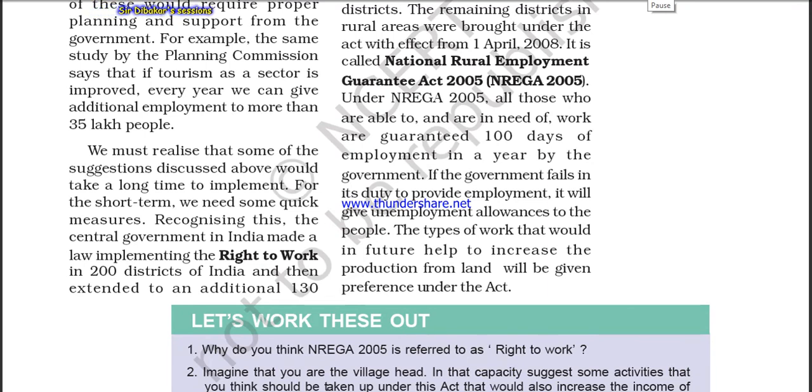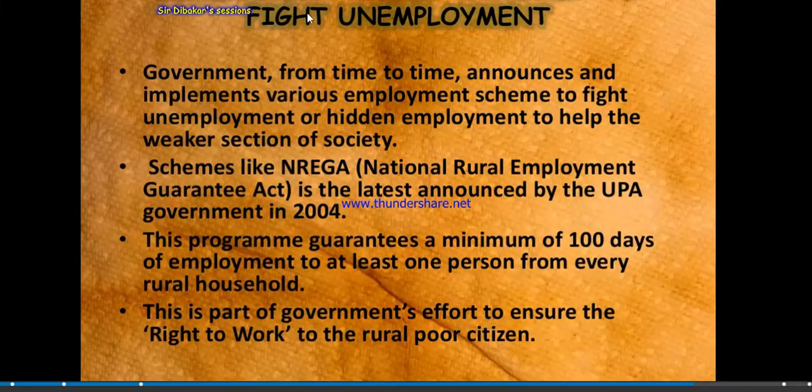Now, as far as the government is concerned, the government has also taken many initiatives to address the issue. Let's have a look at different government initiatives that are taken to address this problem. Government aided schemes to fight this unemployment. What are these? Government from time to time announces and implements various unemployment schemes to fight unemployment or hidden unemployment to help the weaker section of society. Schemes like NREGA, that stands for National Rural Employment Guarantee Act, is the latest announced by the UPA government in 2004. Clear? This program guarantees a minimum of 100 days of employment to at least one person from every rural household. This is a part of the government's effort to ensure the right to work to the rural poor citizen.